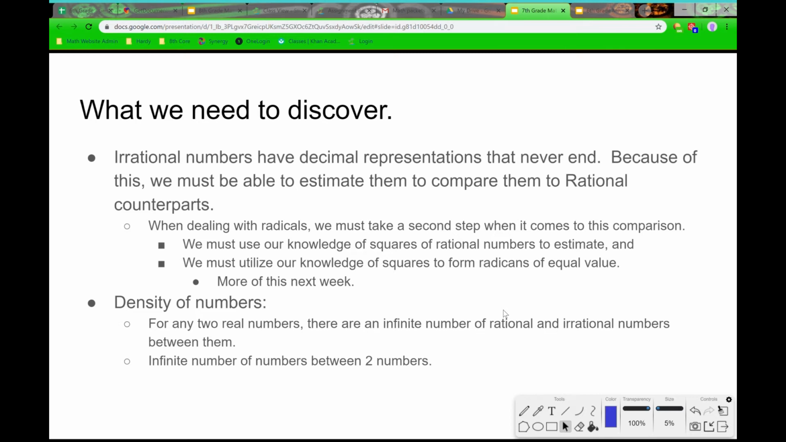So we actually have to get used to comparing them, and later on, you're going to end up estimating them to the 10th place, 100th place, etc. We also have to have a strong understanding of density of numbers. If you haven't heard that term before, density of numbers means that for every two numbers, there's an infinite number of numbers between them. In the next video, video number 3, you'll see both of these concepts in action.